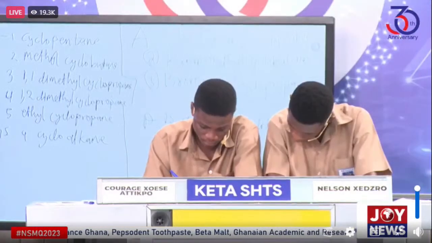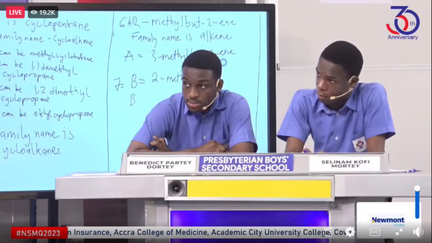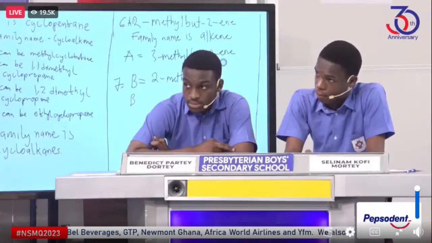So this is what was expected from the consultants. Now the contestants. Presbyterian boys. I'm giving you all 4 points for compound X. But beyond that, I can't give you anything else. That gives you 4 out of 10.